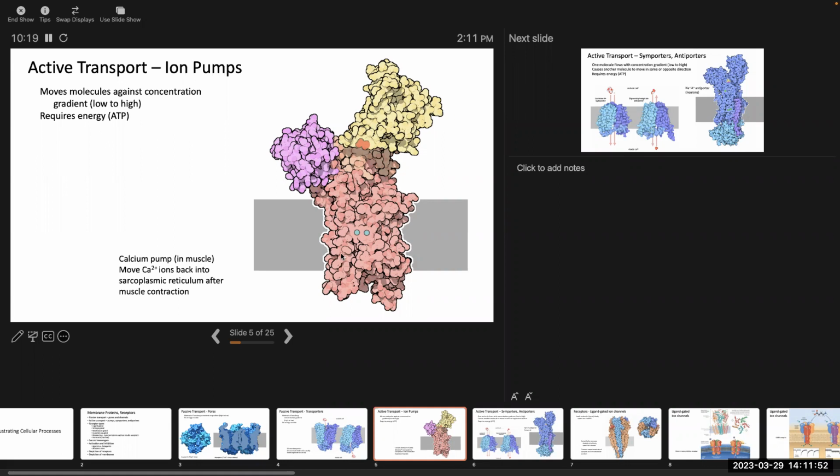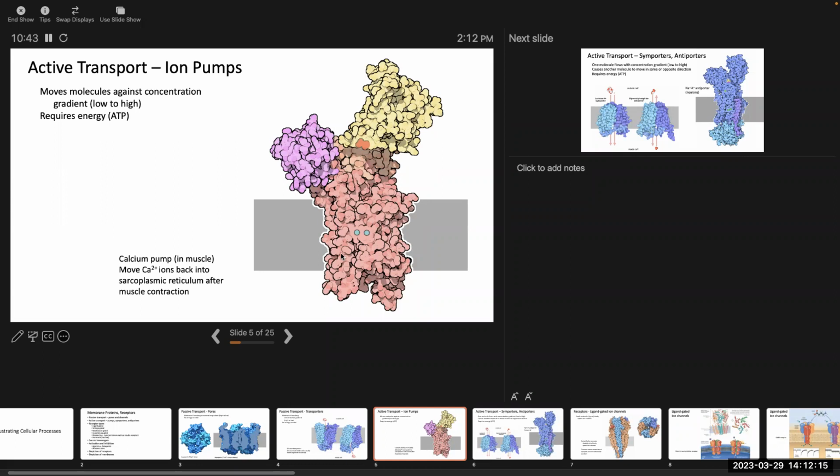Now, if calcium ions simply flooded into the cell and bound to the tropomyosin, if those calcium ions just stayed there in the sarcoplasm, the muscle would remain permanently contracted because the myosin heads would be bound to the actin, and they'd never let go. And your muscle would just tighten up and cramp up.